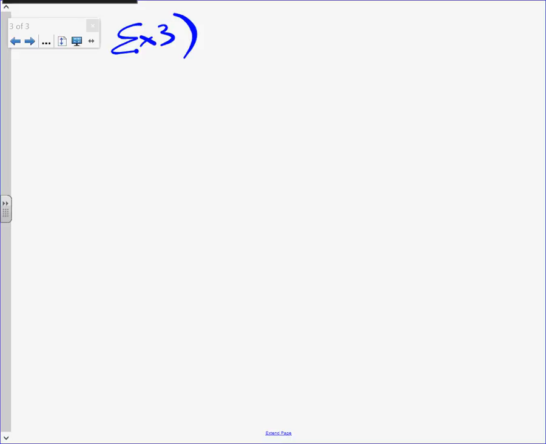Number 31, here we go. Y equals negative x squared plus 2x plus 5. Let's graph this puppy.